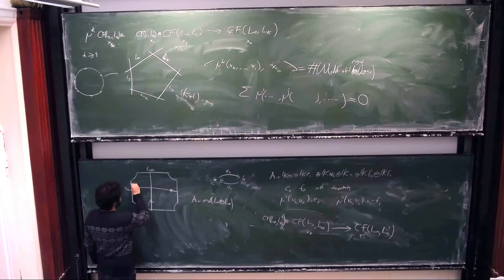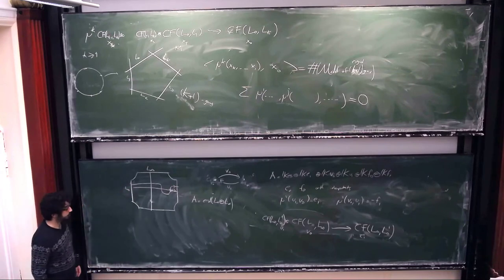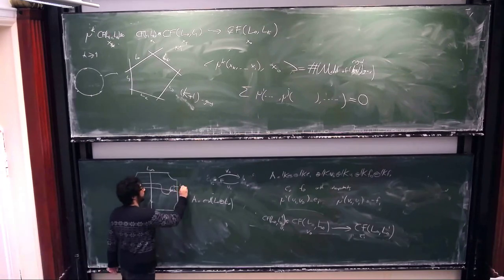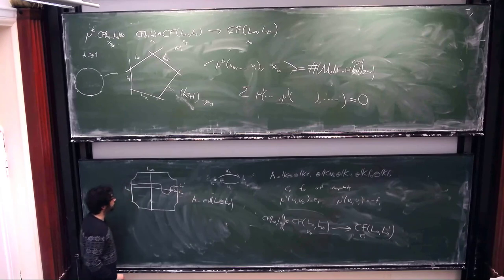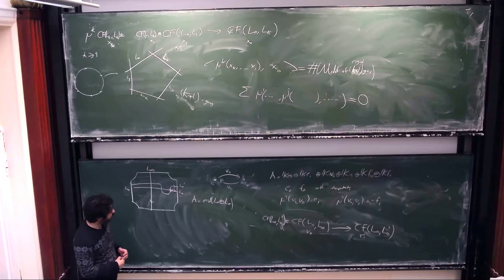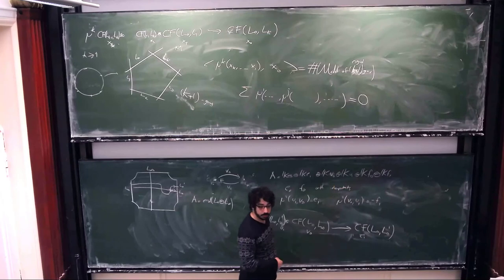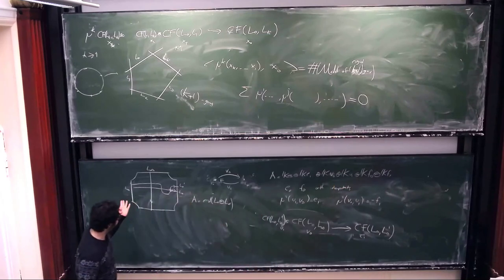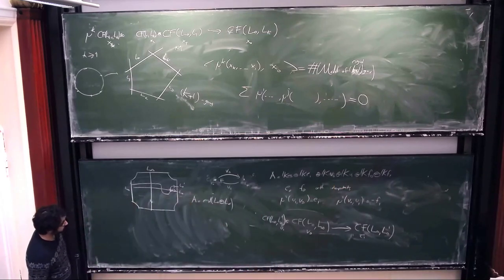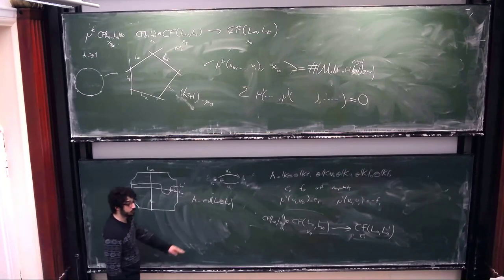So here is a Hamiltonian isotopy of L0, so this is an L0 prime. Does the subscript represent cohomological degree? Yes. So this is degree 0, this is degree 1, this is degree 0. But currently I'm just happy if I can show you the triangle that contributes to this.